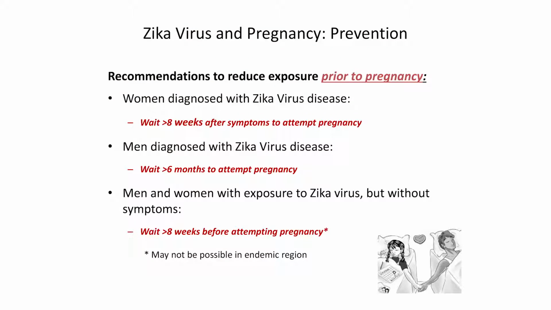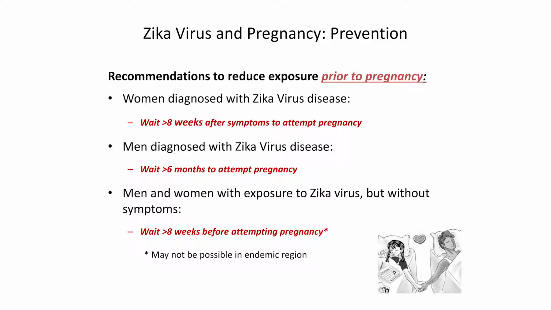So what are the recommendations prior to pregnancy? Well, what if someone did travel to an area where there's a lot of Zika virus and they actually got sick and they had a rash and they had a fever? They're not pregnant, but they want to become pregnant. The recommendation is to wait 2 months. So if you actually have confirmed Zika virus, the recommendation is to wait 2 months to try to get pregnant.